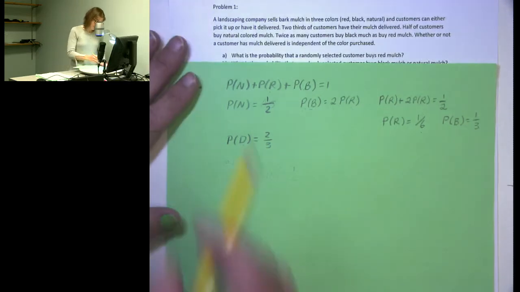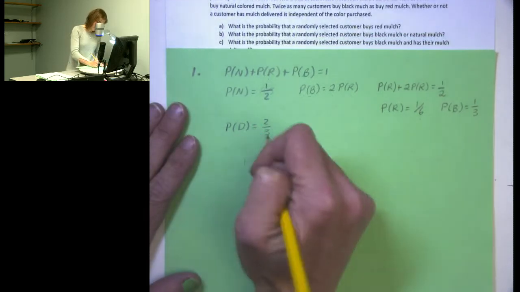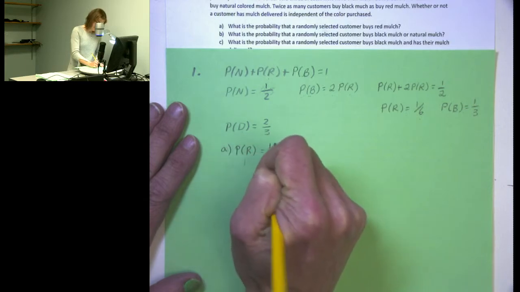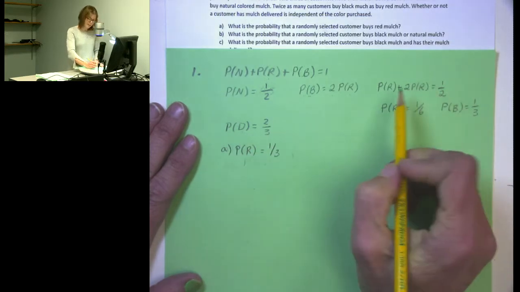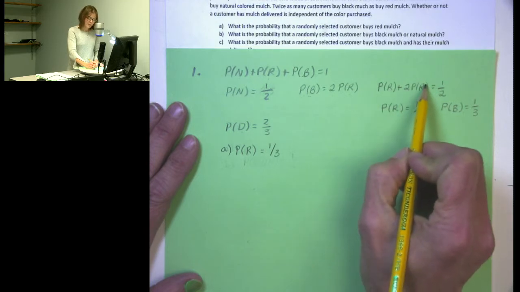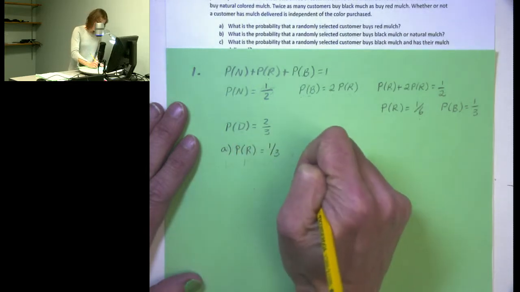So, coming into our first question, what is the probability that a randomly selected customer buys red mulch? Again, that's 1/6, and that's because the probability of red plus the probability of black, which is twice the probability of red, has to add up to 1/2. And so there's our answer to A.